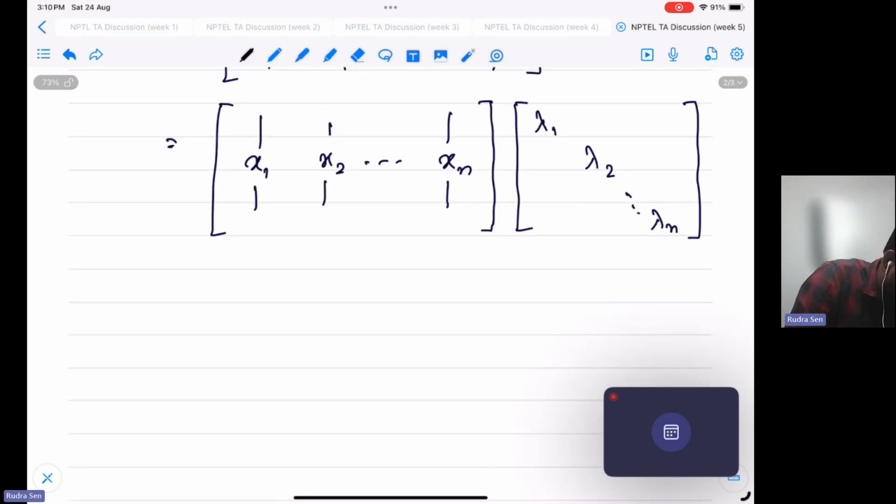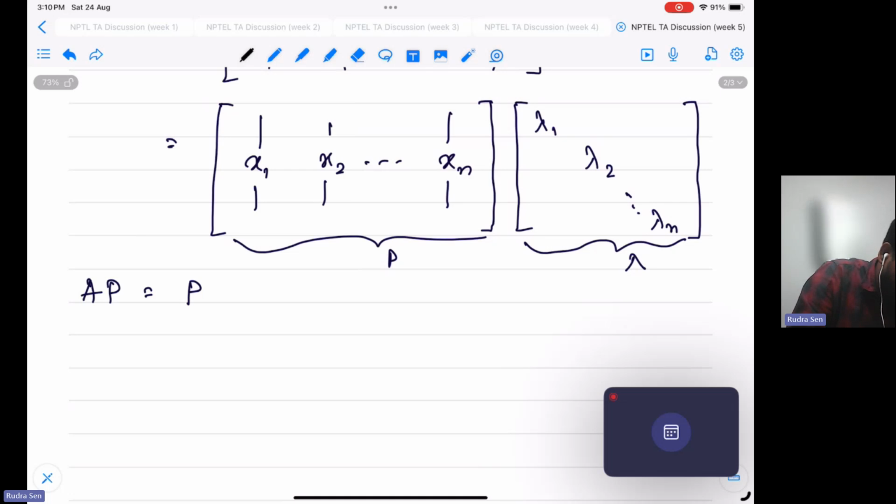What did we basically start with? We started with A times P equals this term, right? P is this matrix. We get P times this term, which I call big lambda. So what we get is P times lambda.